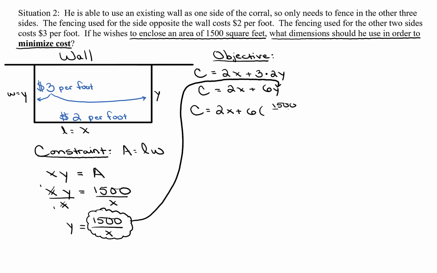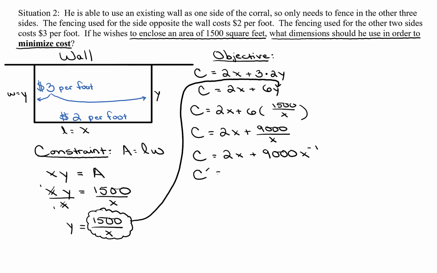If I simplify this, I'm going to get C equals 2X plus 6 times 1,500, which is 9,000, divided by X. So C is equal to 2X plus 9,000 times X raised to the negative 1 power. And now I can take the derivative of this. So C prime is equal to 2 minus 9,000 times X raised to the negative 2 power. Now I'm going to take this equation, set it equal to 0, and solve.